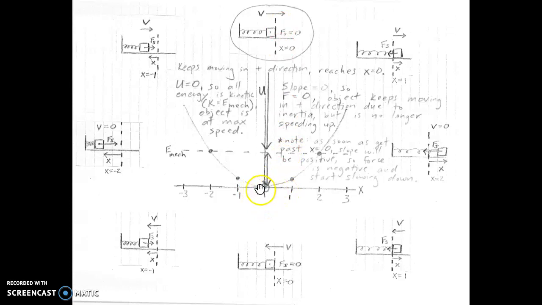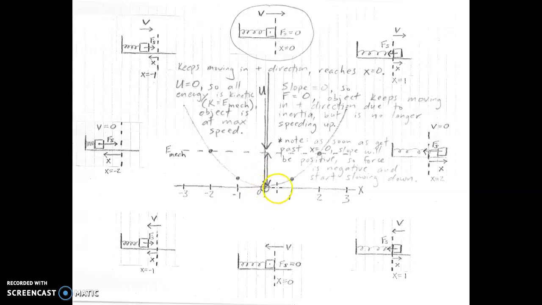At this point, the slope is 0, so the force is 0, which is what happened with our mass spring system. But it was moving to the right. We know from interpreting the graph that it was already moving to the right. And so it's not going to stop just because there's no force. Inertia is going to keep causing it to move to the right.